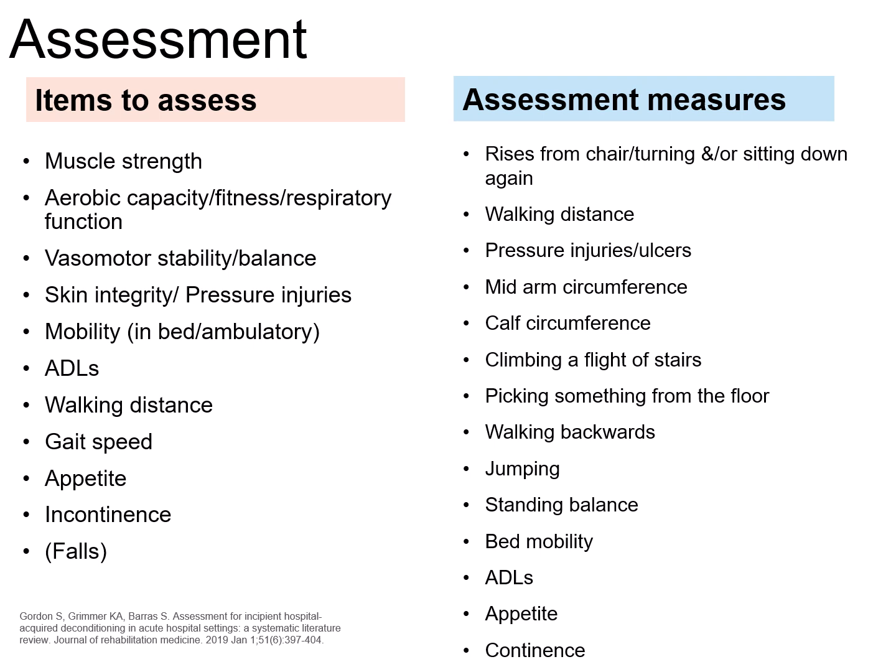Assessment measures. These are some of the things that you would do for assessment: rising from the chair, turning and or sitting down again, how far a patient can walk, pressure injuries, mid-arm circumference and calf circumference, climbing a flight of stairs, picking something up from the floor, walking backwards, jumping and standing balance, bed mobility, ADLs, appetite, and continence.